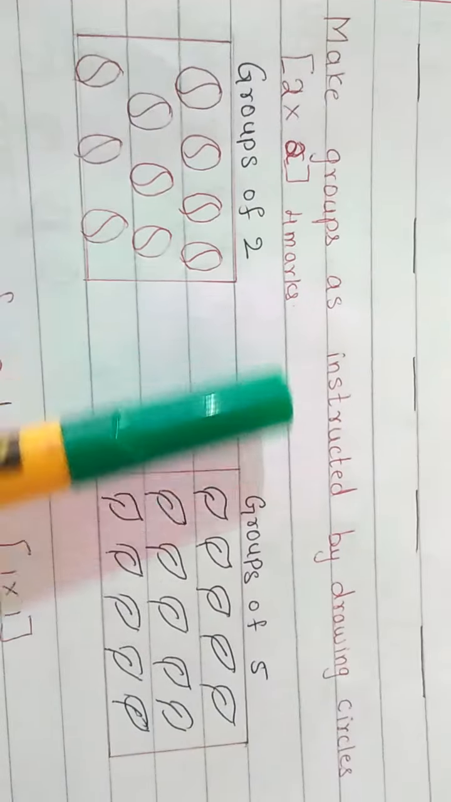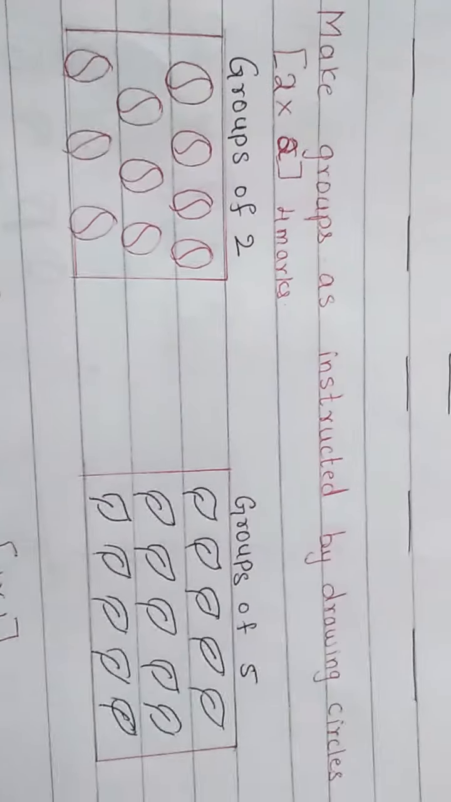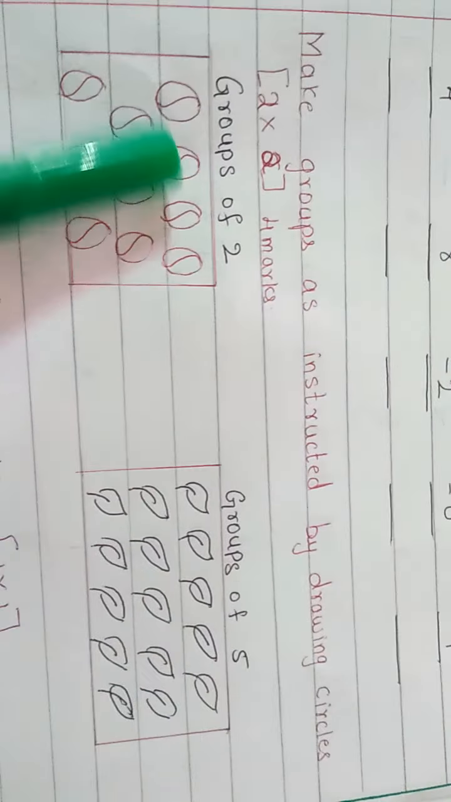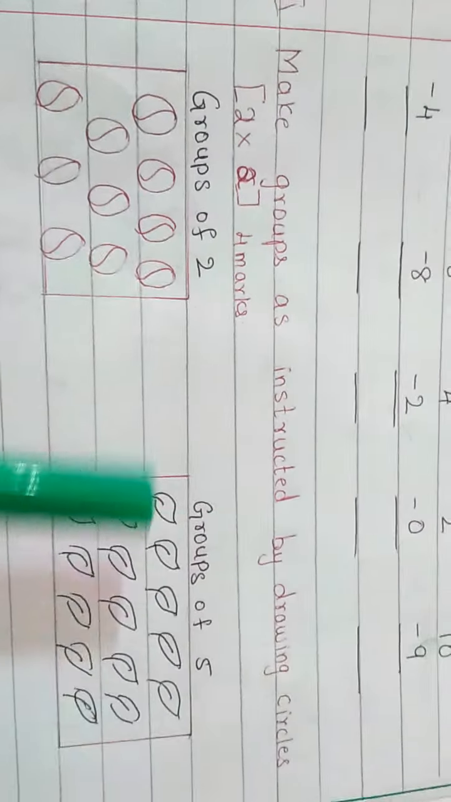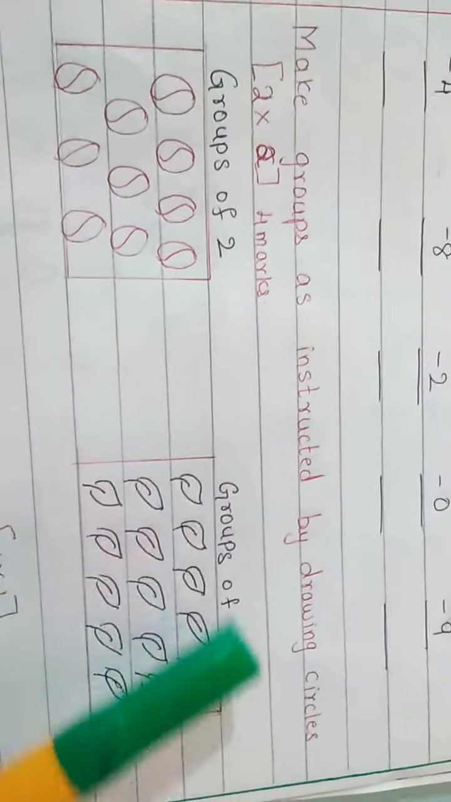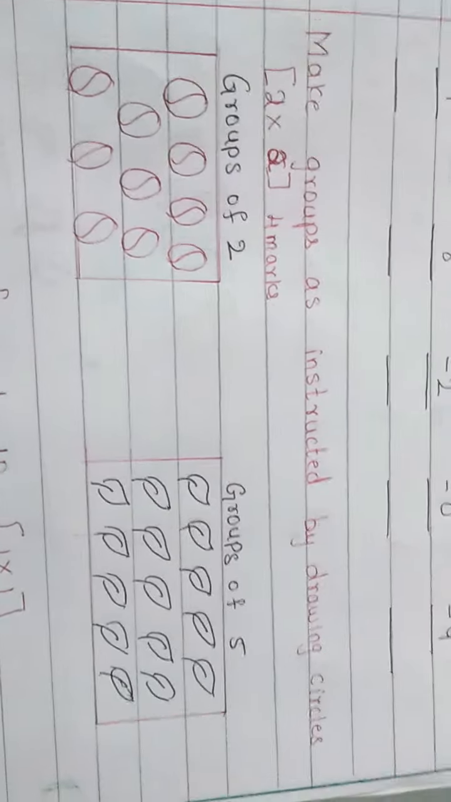Make groups as instructed by drawing circles. So this carries 4 marks. So you can find the balls here. So the child has to group them in twos and the leaves in groups of 5. So here this question carries 4 marks.